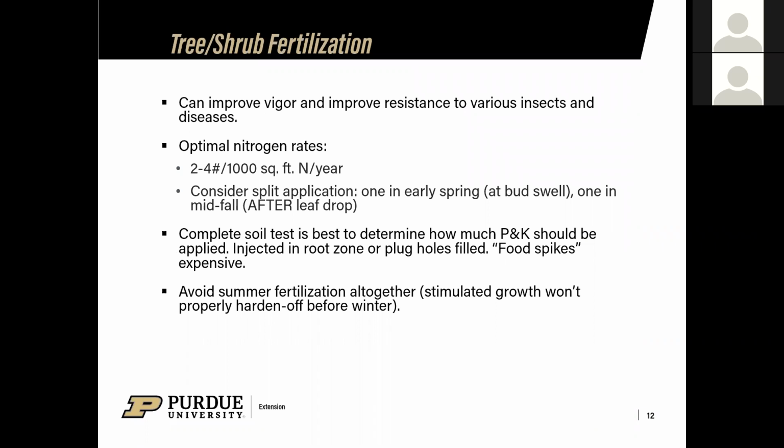Get some questions on tree fertilization or shrub fertilization. We want our plants to be healthy, so we want to make sure they're not being limited in their growth by some nutrient. As a general rule, 2 to 4 pounds of nitrogen per 1,000 square foot will be excellent. You can put part of that on early spring, just as the plants are breaking bud and coming out, putting the other half on mid-fall after leaf drop.